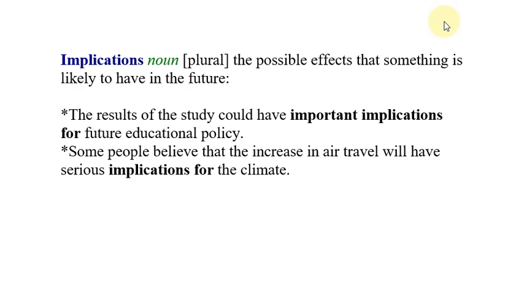Well, the last word in the list is implications. Use it in its plural form, like repercussions. Well, implications means the possible effects that something is likely to have in the future. Likely to have in the future means possible effects that it might have. The results of the study could have important implications for future educational policy. This is the preposition you use after implications: for. Important implications for future educational policy.